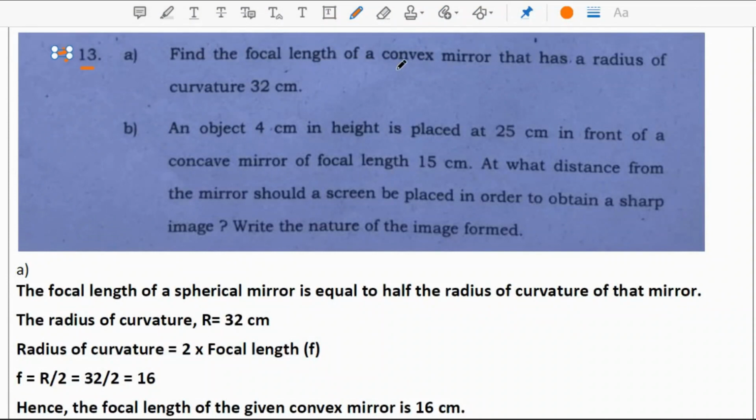13th question, find the focal length of a convex mirror that has a radius of curvature of 32 centimeters. We know the relation between radius of curvature and focal length: F is equal to R by 2, or radius of curvature is equal to 2 into focal length. As we require focal length, F is equal to R by 2, where R is the radius of curvature, given as 32. 32 by 2 is 16. Hence the focal length of the given convex mirror is 16 centimeters.